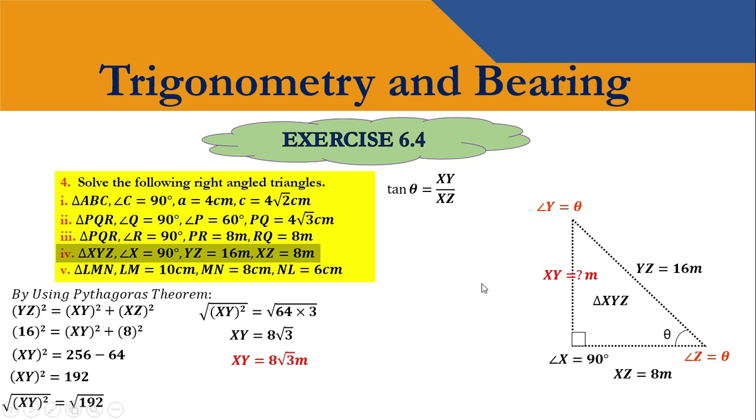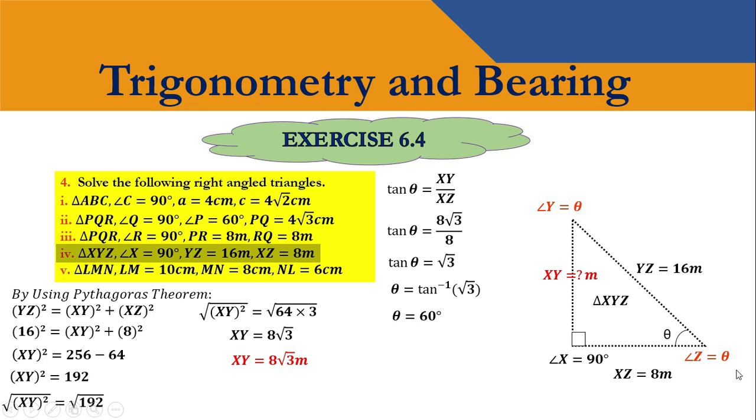So here we again use tan theta, which is perpendicular divided by base. Putting the value of perpendicular and the base, we will get tan theta is equal to under root 3, and theta is equal to tan inverse of under root 3, and finally theta is equal to 60 degrees.